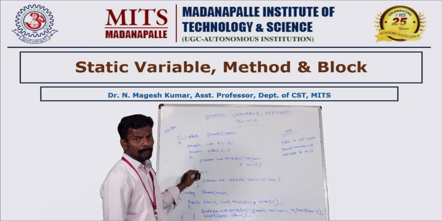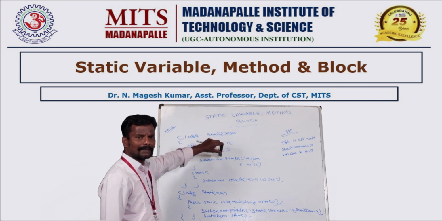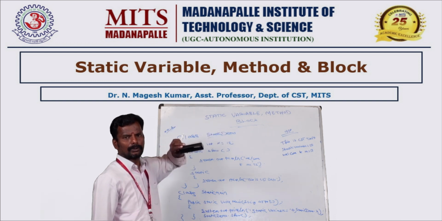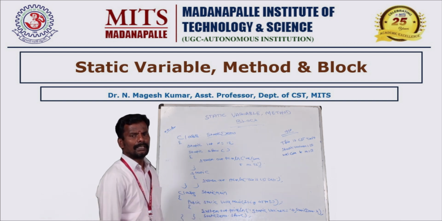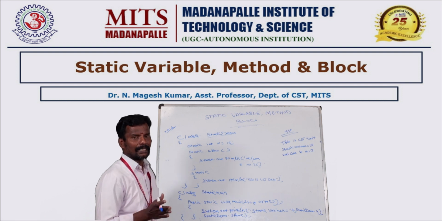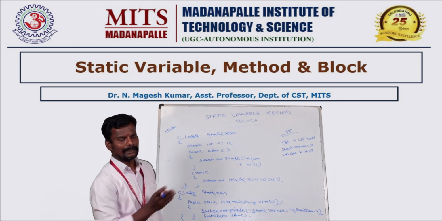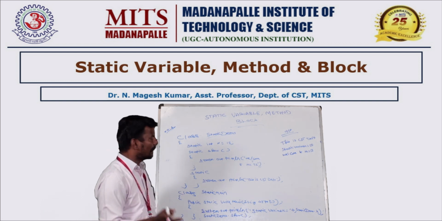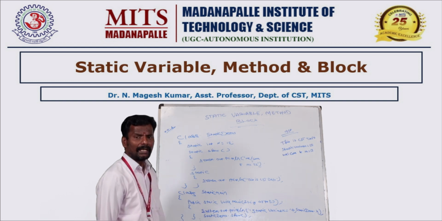When you declare any variable and method static, we use them either directly or with the class name. When do we use directly and when the class name? If the static method and variable are in a single class, we access them directly. If the static variable and method are in multiple classes, we have to use the class name to access them.